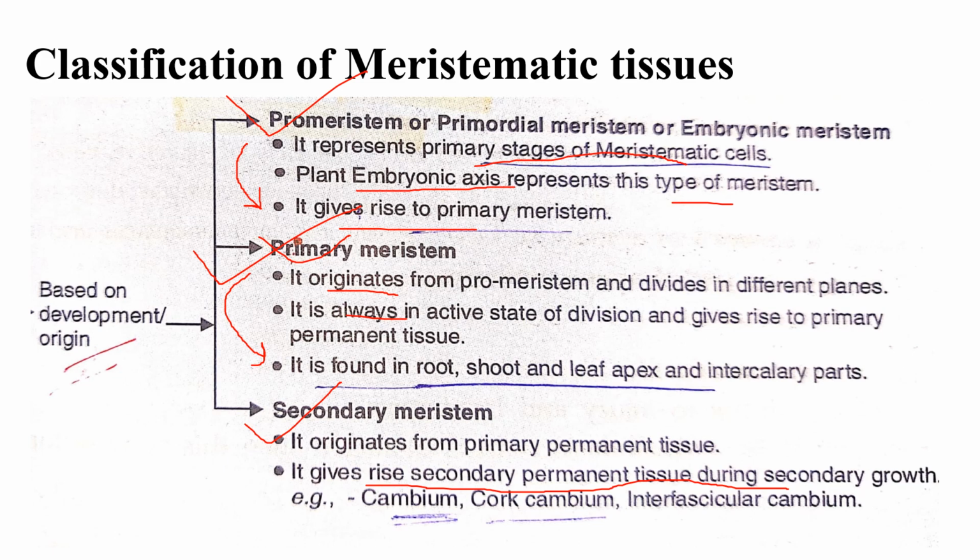But what is secondary growth? It always causes an increase in the girth or diameter of the plant, so it is known as secondary growth. For example, cambium is a secondary meristem, cork cambium is a secondary meristem, interfascicular cambium is a secondary meristem. Cambium is the meristem from where secondary growth arises.